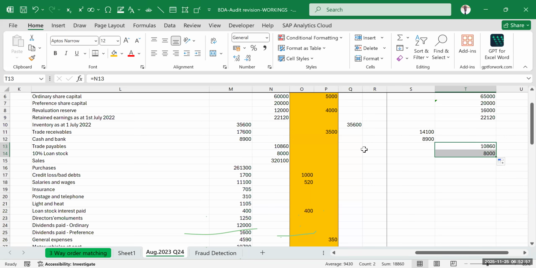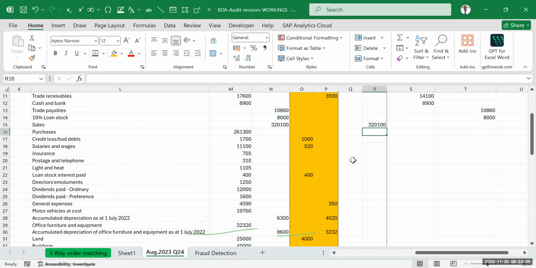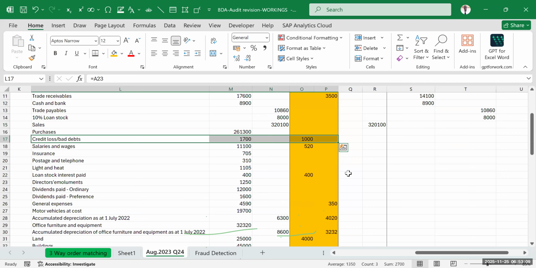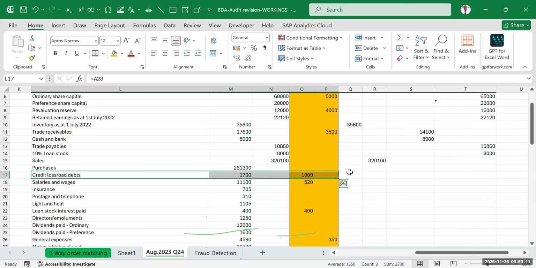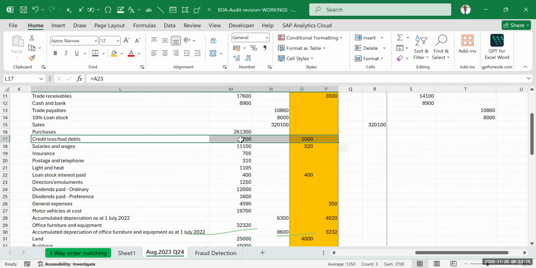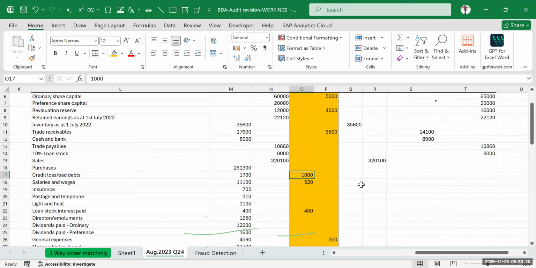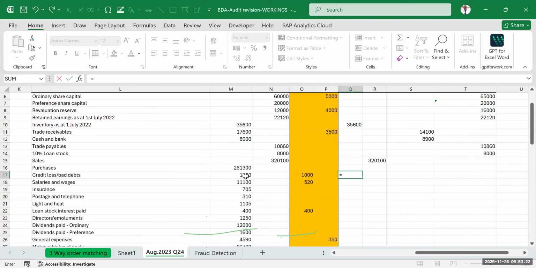Sales is not an element of the balance sheet, but it is an element of the income statement and it is credited. So we credit sales like that. Then credit loss is an expense and it is affecting our statement of profit or loss. So this was a debit balance with a debit balance, then it means that account went up. So it is debit and debit like that.